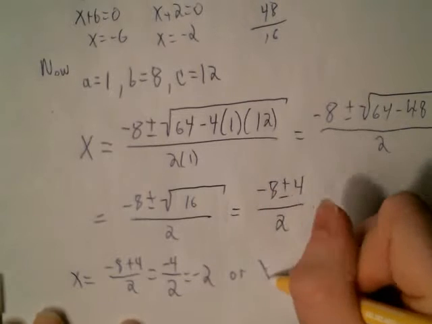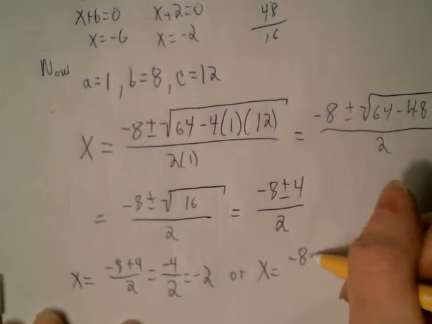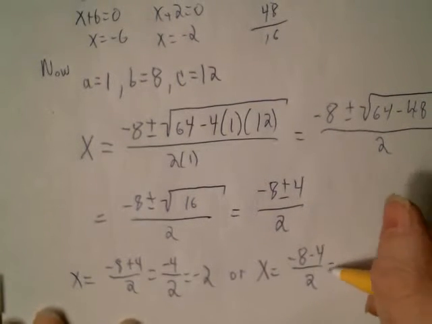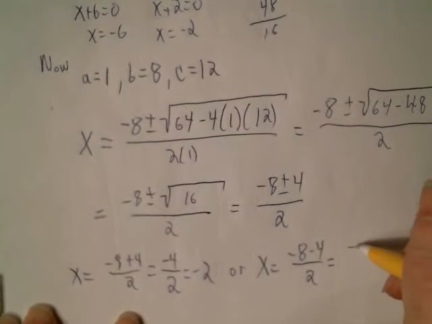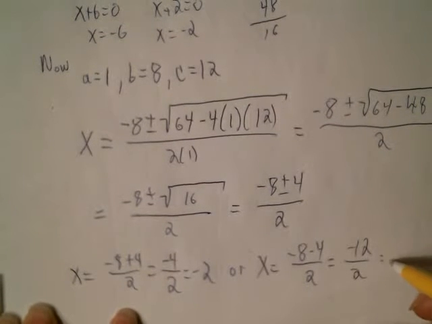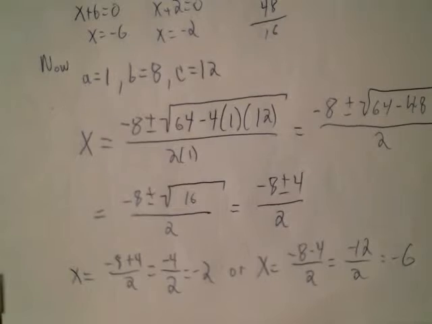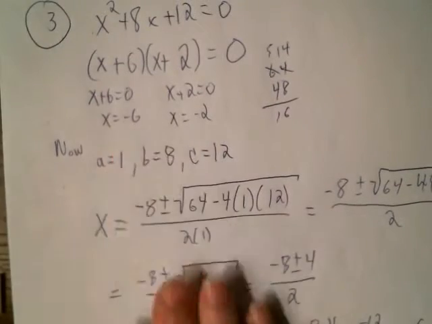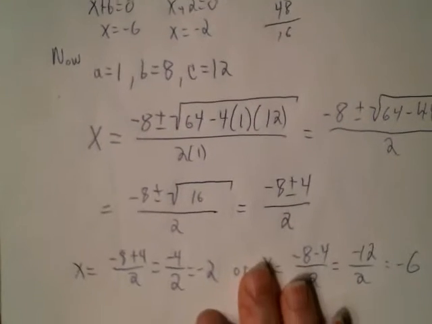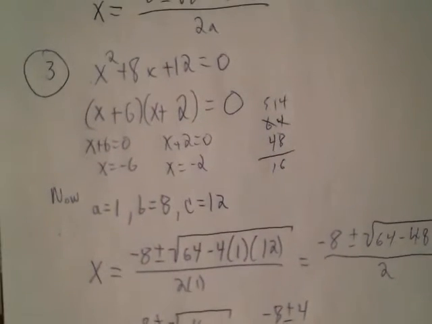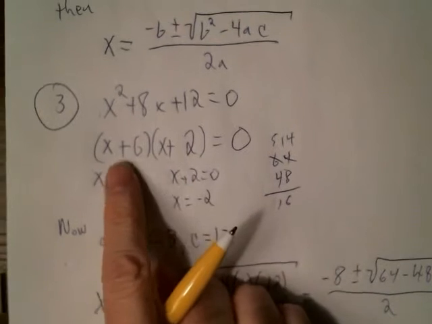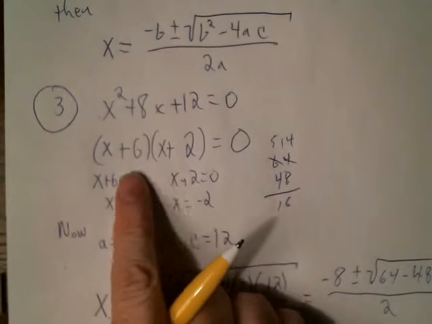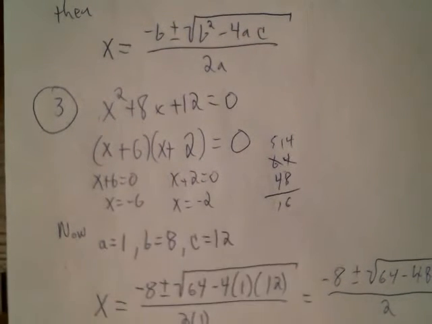Or x is negative 8 minus 4 all over 2. Negative 8 minus 4 is negative 12, over 2 is negative 6. So negative 2 or negative 6, and of course that's what we got up here. It's just another way of solving these equations, and it's useful when you can't necessarily see any factorization.